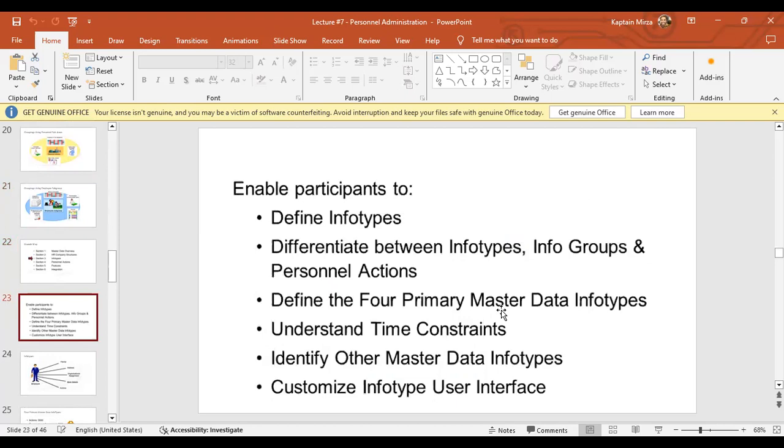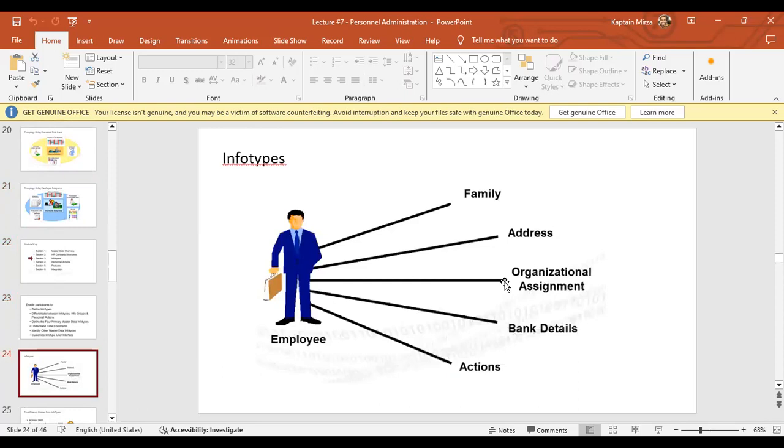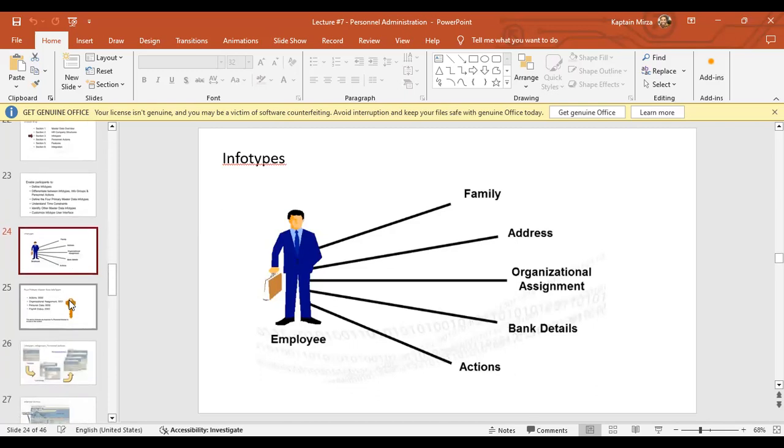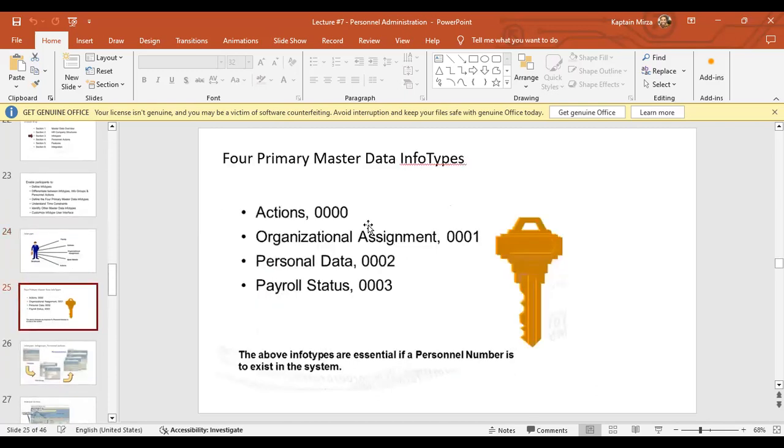Info types. Info types are basically the heart and mind of HCM. They contain basically everything about HCM. Master data is an info type. Actions that are being taken are also an info type. So there are four primary master data info types: actions, organizational assignment, personal data, payroll status. The above info types are essential if a personal number is to exist in the system.